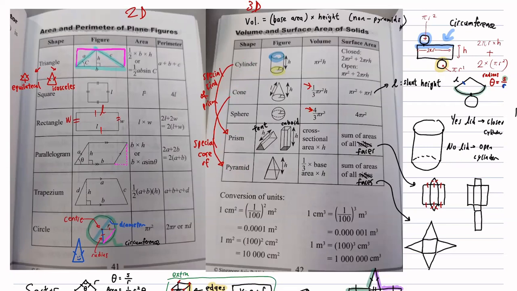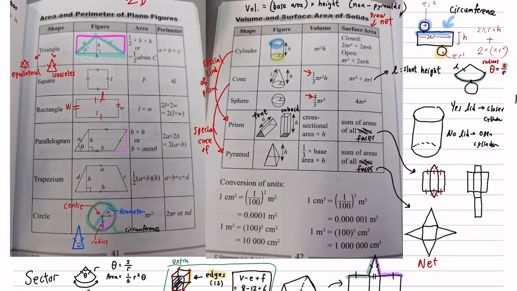Then to find the surface area, again, you just need to sum the areas of all the faces. So in order to get the faces, you need to draw the net. Okay, let me just write a note here. Draw the net and you'll be able to find the total surface area. Okay, good. And then this part about conversion of units is not important. Please ignore.